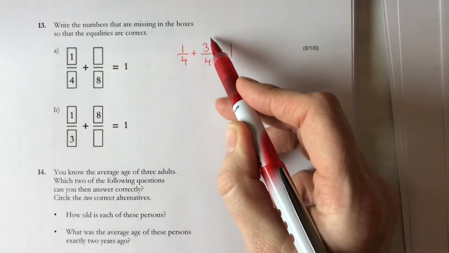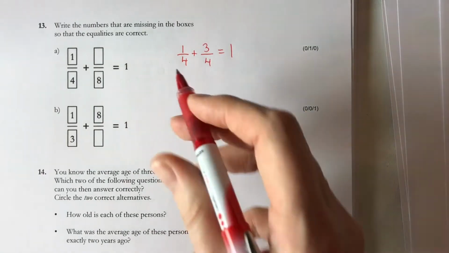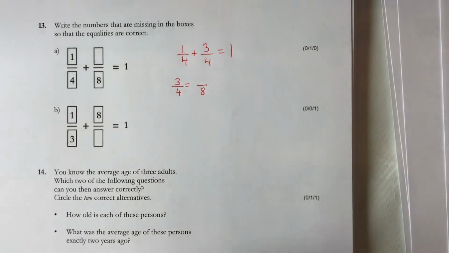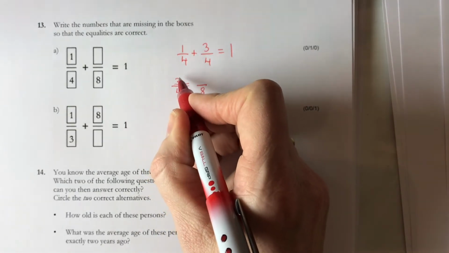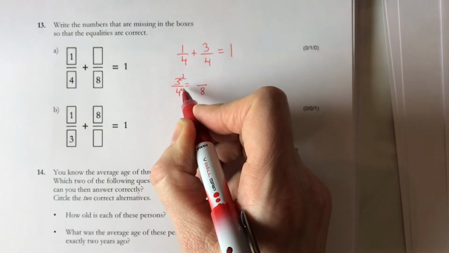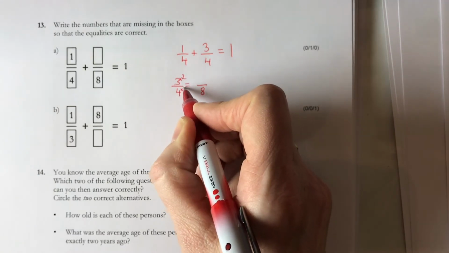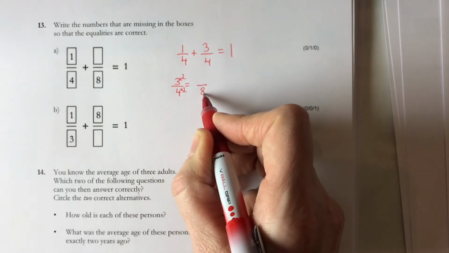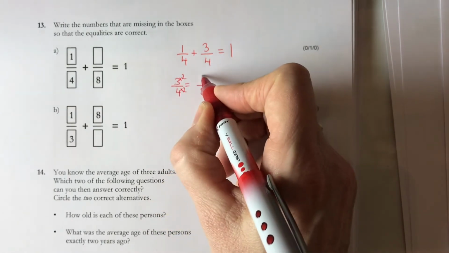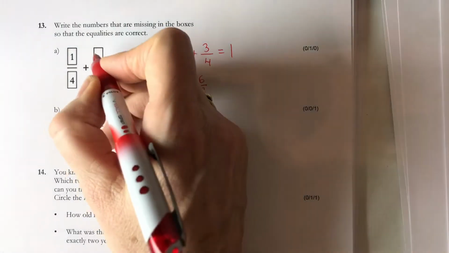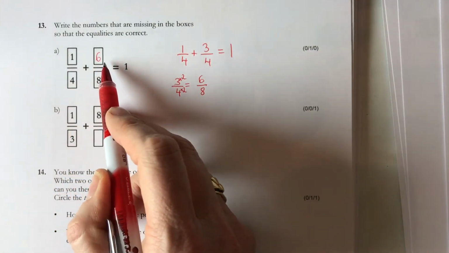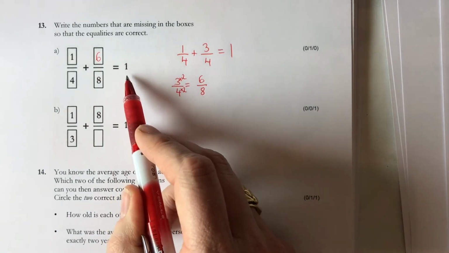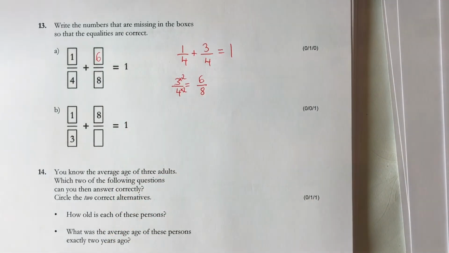So how could we change? We know that this has to be an equivalent fraction to 3/4, but we actually want eighths down here. Well, if we expand this fraction by multiplying both the numerator and the denominator by 2, we'd get in the denominator here 4 times 2. That would give us 8. 3 times 2 gives us 6. So 1/4 plus 6/8, which is the equivalent fraction of 3/4, must give us the answer 1. So that one's fairly easy.